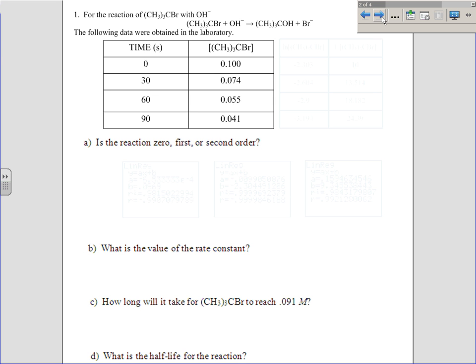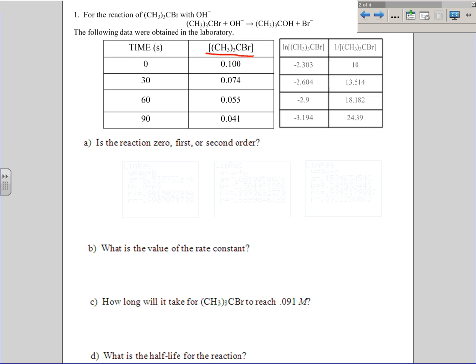Now, the first reaction we're going to look at here is the reaction listed above. We have a data table with time and concentration data. And remember, if it's time concentration data, we're either doing integrated rate law or we're calculating rate. And you'll notice the first question is zero, first, or second order, so we know we're doing an integrated rate law problem. Now, when you go to calculate integrated rate law, remember, we're looking for the linear relationship. Is it concentration versus time that's linear?